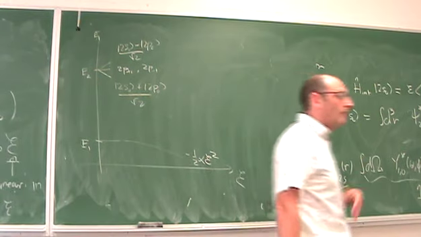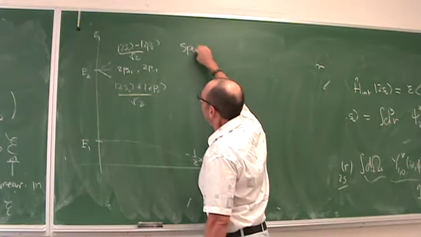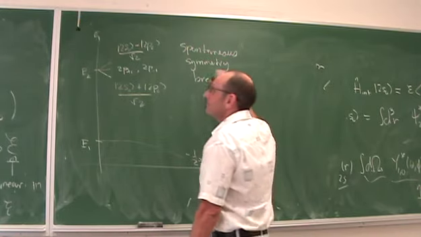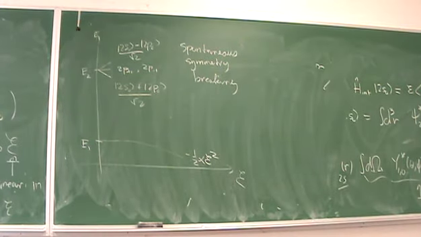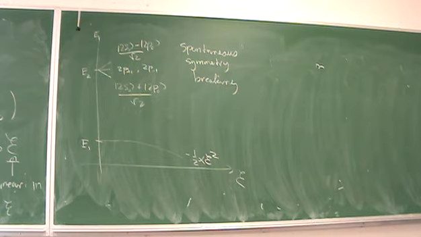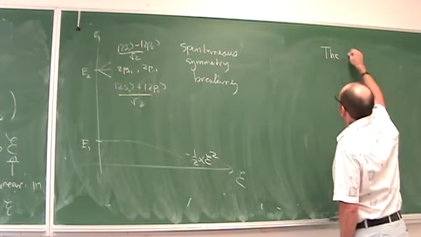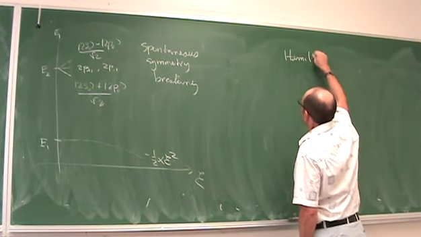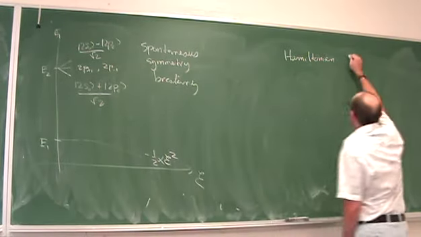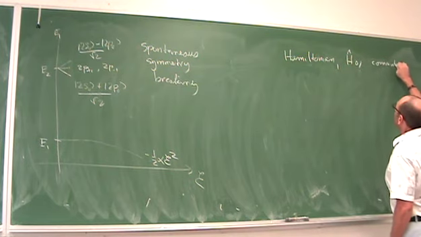What's going on here? Well, this is an example of what, I'll give it a very heavy-handed name, I might call spontaneous symmetry breaking. What do I mean by that? What we mean by this is the following. The Hamiltonian H0 commutes with parity.